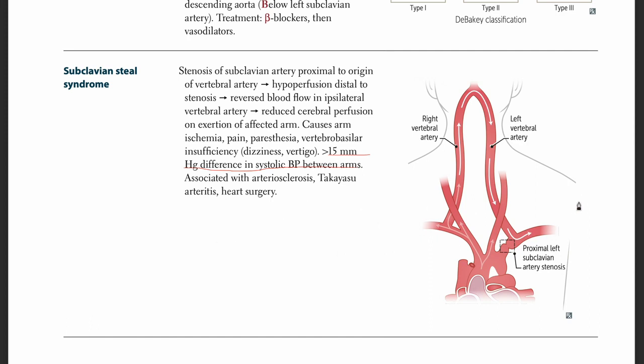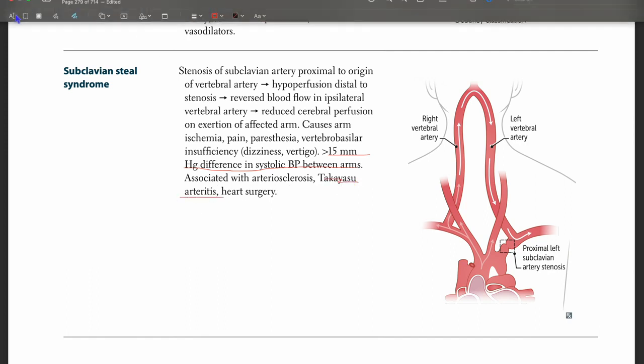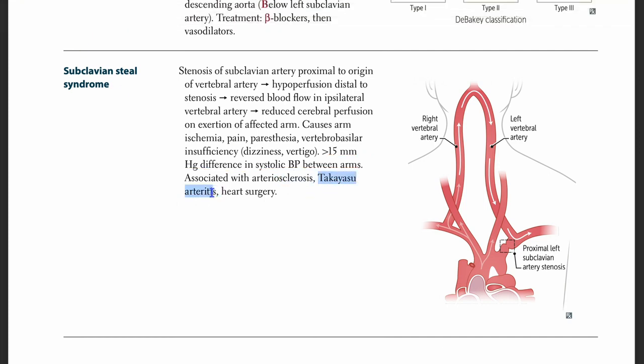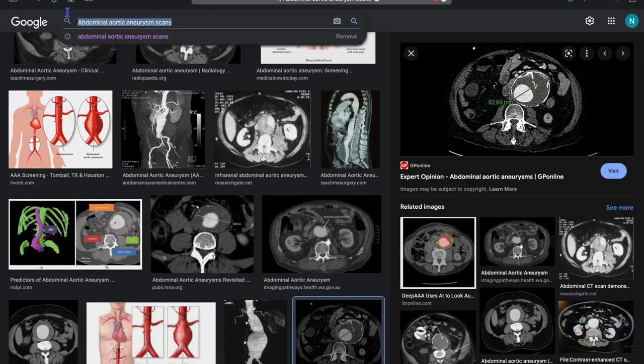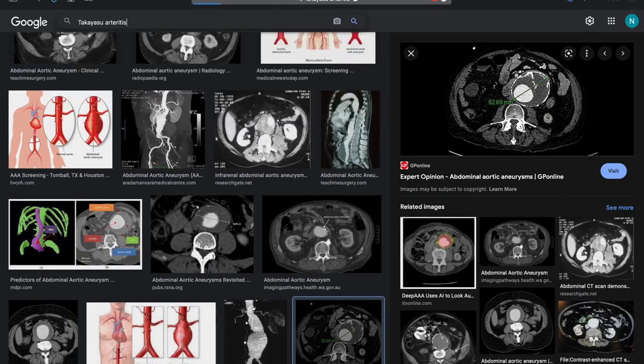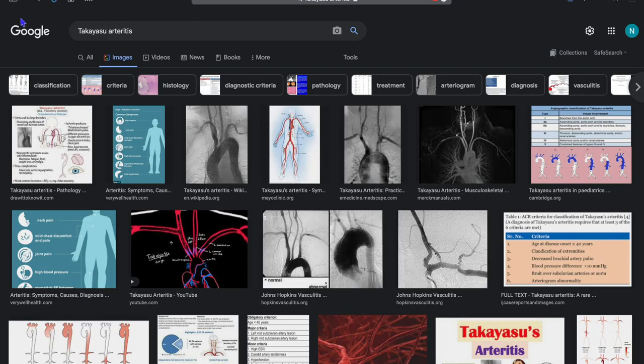Okay, the coarctation has a difference between the upper extremity and the lower extremity, and in this you have it between the arms. It's associated with arteriosclerosis and Takayasu arteritis. This is also a vasculitis, and we need to know what that is too. It's an easy one to remember though, because you can think of Takayasu being like a samurai with a sword who, in a battle, got his arm cut off, so he has different pulses on both sides now.